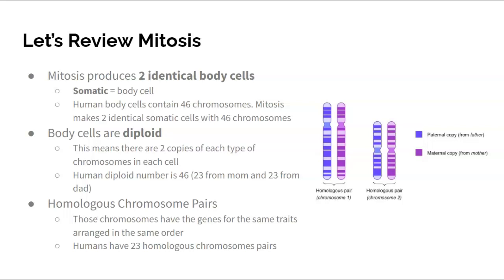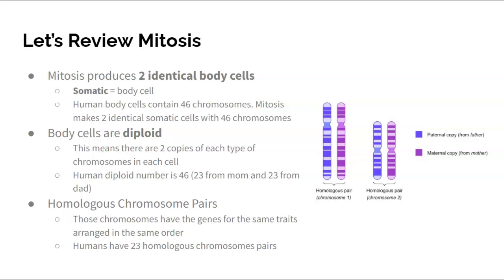Humans have 23 homologous pairs, right? Because we get 23 from mom and 23 from dad, and if I have 23 pairs of something, that means I have 46 total, right? 23 pairs is 46 total. So it's all coming together, right? Mitosis, identical. That's the key here.